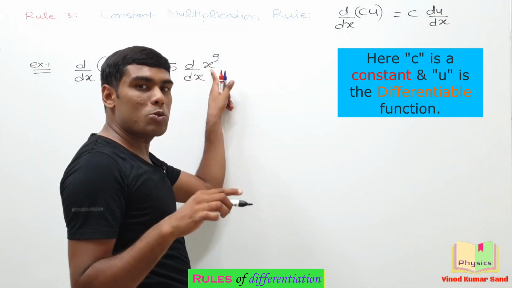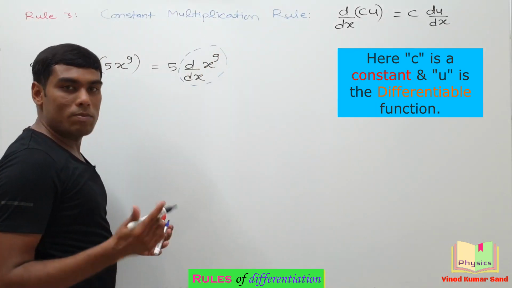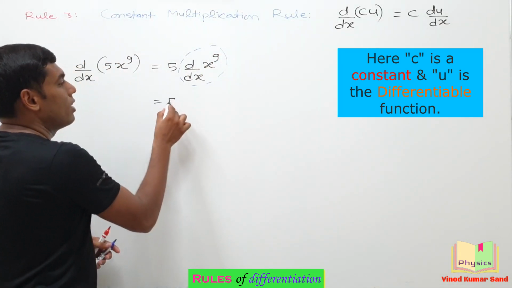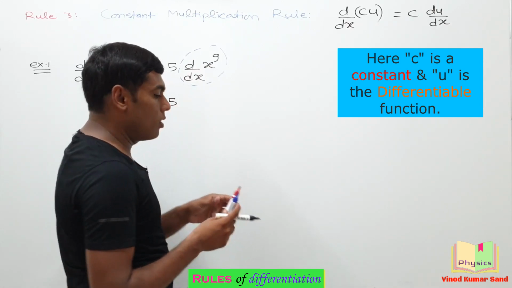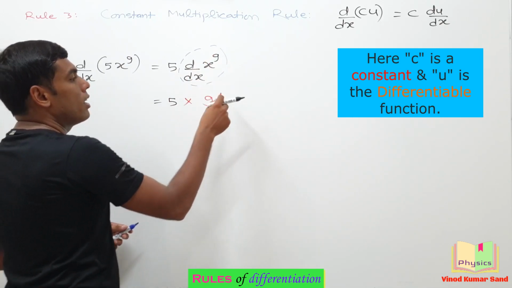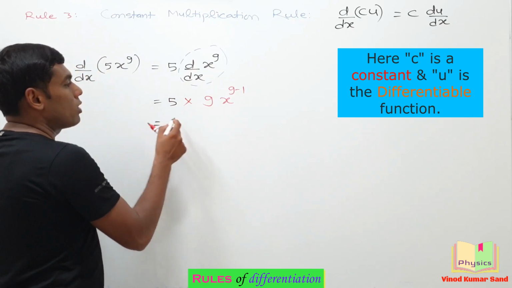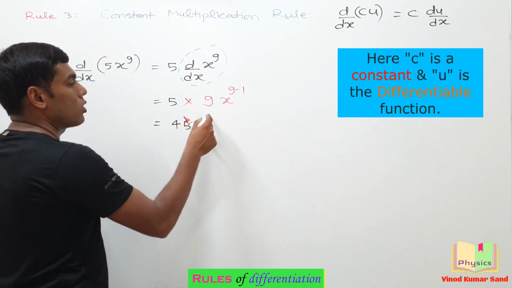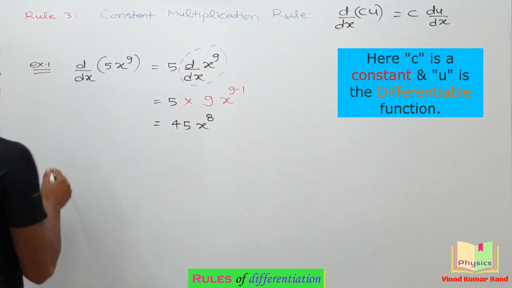Now do you remember how to solve this thing? d by dx of x to the power 9. It's pretty simple for you, I think. 5, and this will be solved using the power rule, the second rule. 5 into 9 x to the power 9 minus 1. So your answer is 45 x to the power 8. Clear? Take another example.